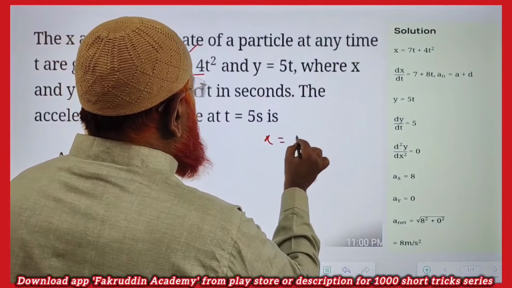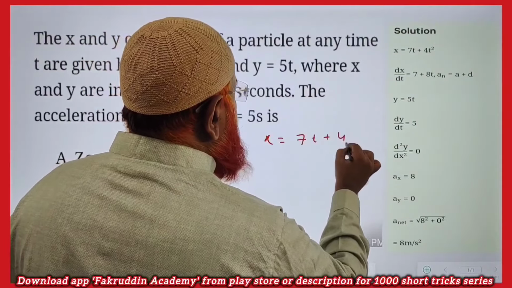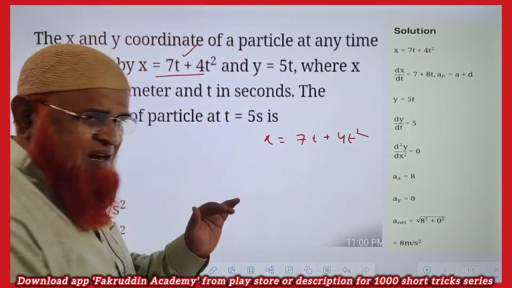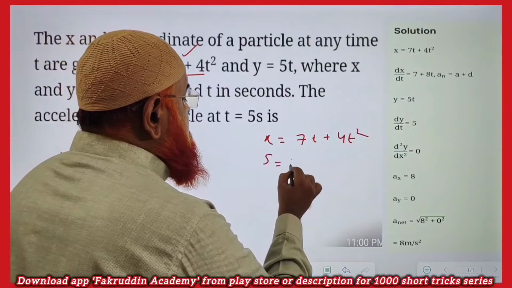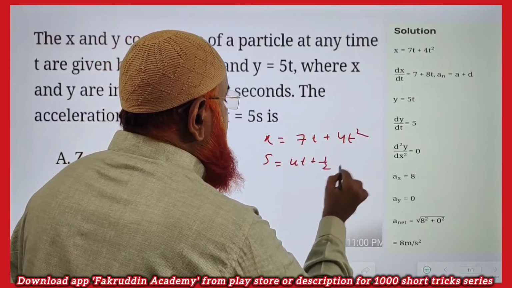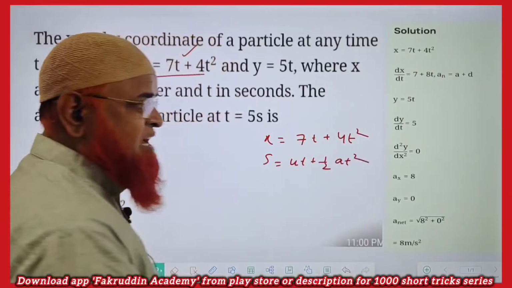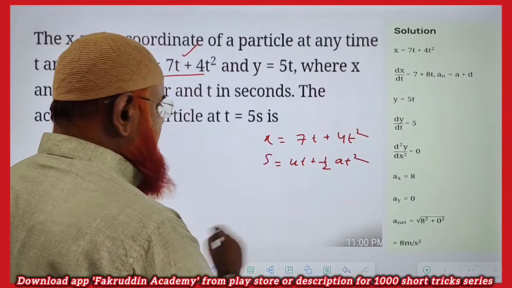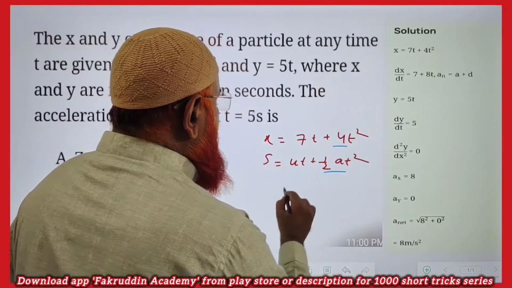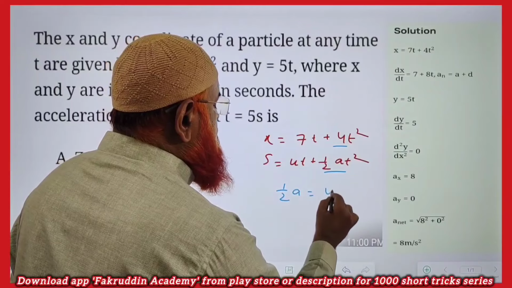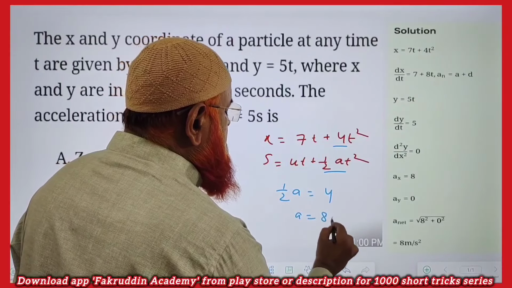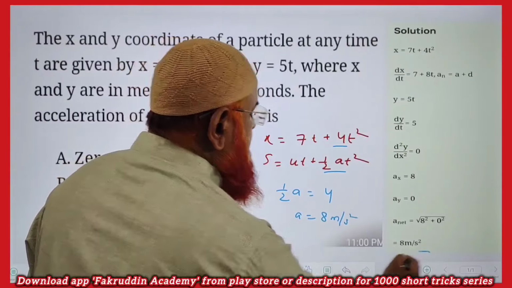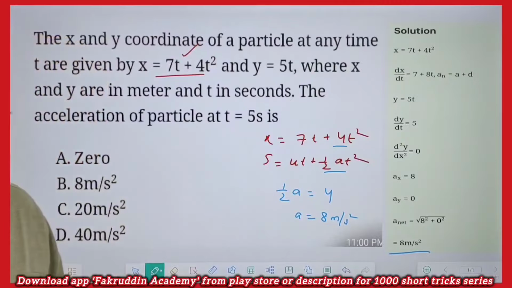x इज इक्वल टू 70 + 4t². मैं क्या करता हूं, इसको s इज इक्वल टू ut प्लस हाफ a t स्क्वायर के साथ कंपेयर करता हूं. अभी देख लीजिए यहां पर, हाफ a के पास क्या क्या चीज है? ये और ये. हाफ a इज इक्वल टू 4, a इज इक्वल टू 8 m/s². आ गया मेरा आंसर. होप यू हैव एंजॉयड.